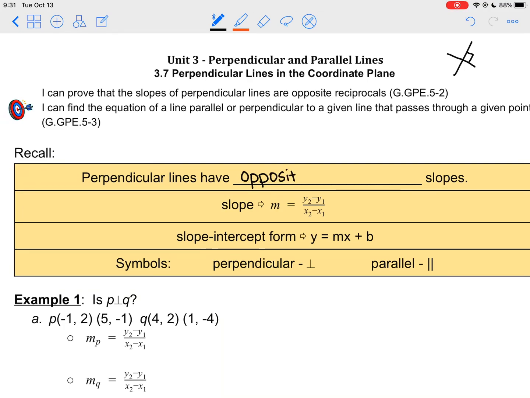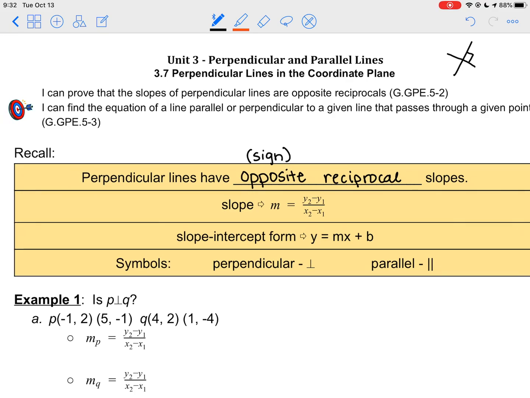So each of these has to do with a different part of the slope. When we say opposite, that's talking about the sign of the slopes. So one will be positive and one will be negative. You can kind of see that in that diagram that I drew. So one line is positive and the other is negative.